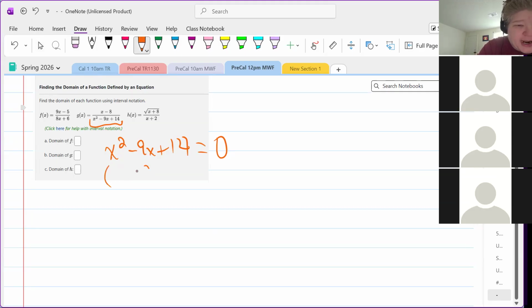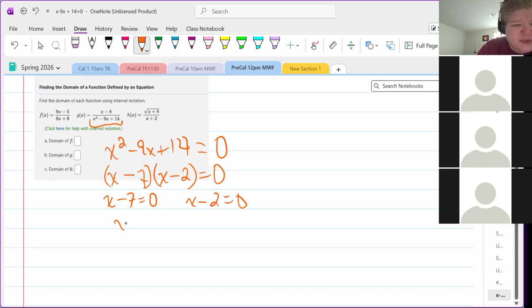Now, this particular quadratic does factor. But if you're not comfortable with factoring, you could also use the quadratic formula. But here, the only helpful way to get 14 is 7 times 2. They're both going to have to be negative to add to negative 9x. And now that it's equal to 0, I can set each factor equal to 0. So we have x minus 7 equals 0, or x minus 2 equals 0. So we have x equals 7, or x equals 2. So these are values that the domain is not allowed to be.